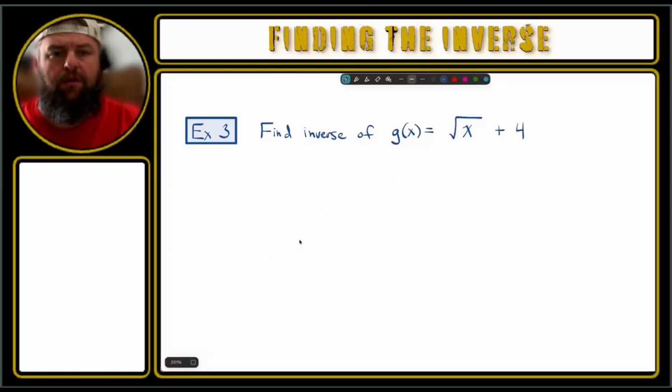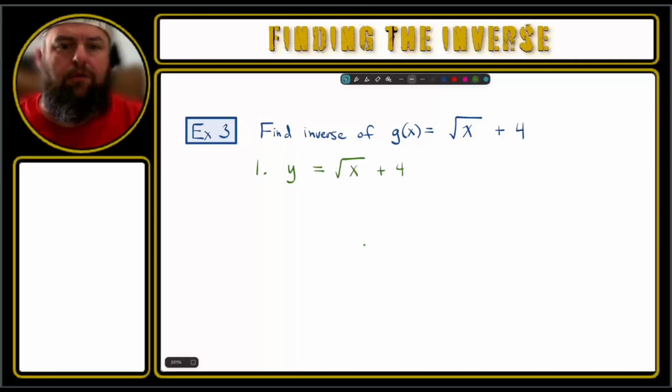Okay, in our next example, we're going to find the inverse of g of x equals the square root of x plus 4. Unlike the quadratic, it's not necessary to restrict the domain because it will be obvious from the graph. The square root of x only goes to the right, so all we have to do is just do the inverse without restrictions.